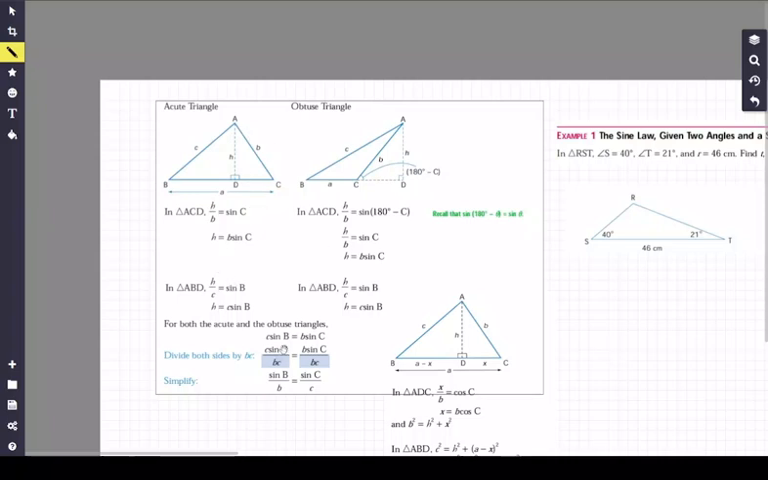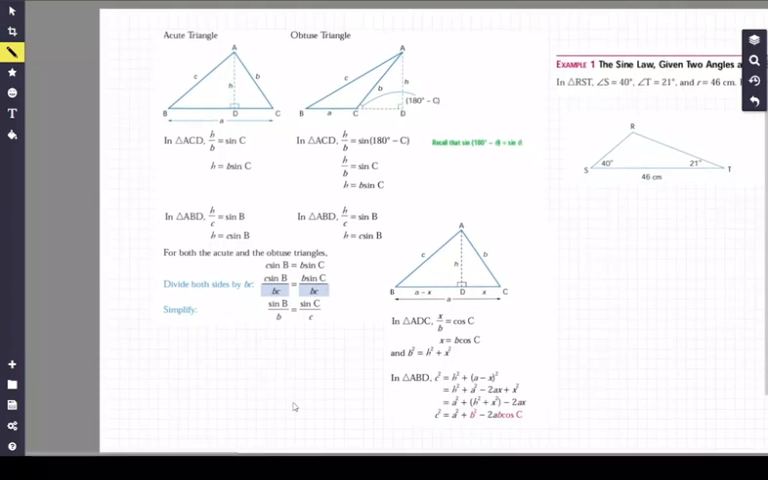Correct? So when we set them equal to each other, we want to get rid of the thing in front of it. To get rid of the c, we divide by c. To get rid of the b, we divide by b. However, we can't just divide by c on the left and by b on the right. We have to divide by the same thing. So essentially, we're going to divide both sides by b and c. Overall, it's going to simplify to sine b over b equals sine c over c.